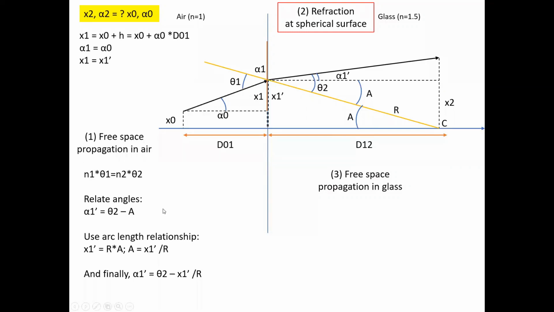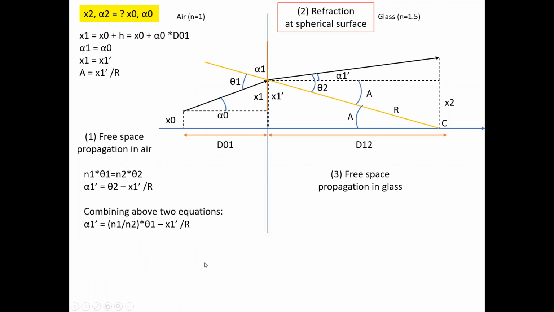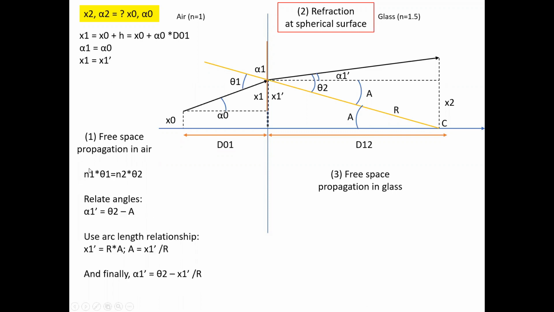And finally, we go back to this equation and replace A, and we get x1 prime over R. So alpha 1 prime equals theta 2 minus x1 prime over R. Okay, so we save that equation over here and then go forward. So now we have the Snell's law equation, which was here, n1 theta 1 equals n2 theta 2, and an alpha 1 prime equation over here.